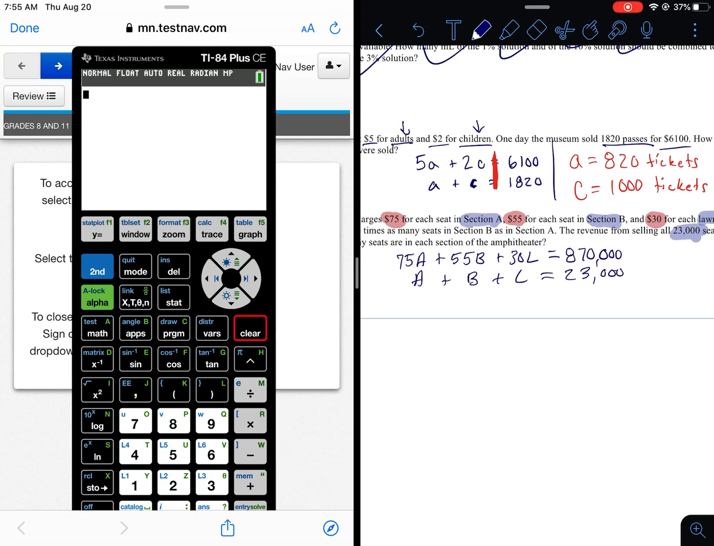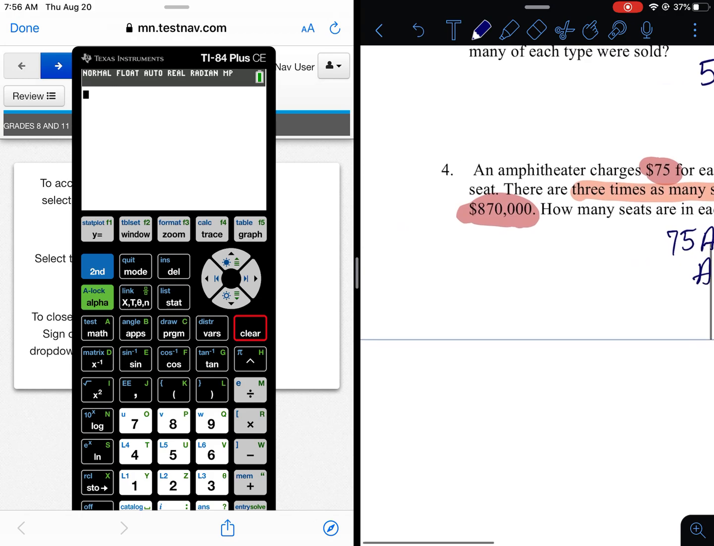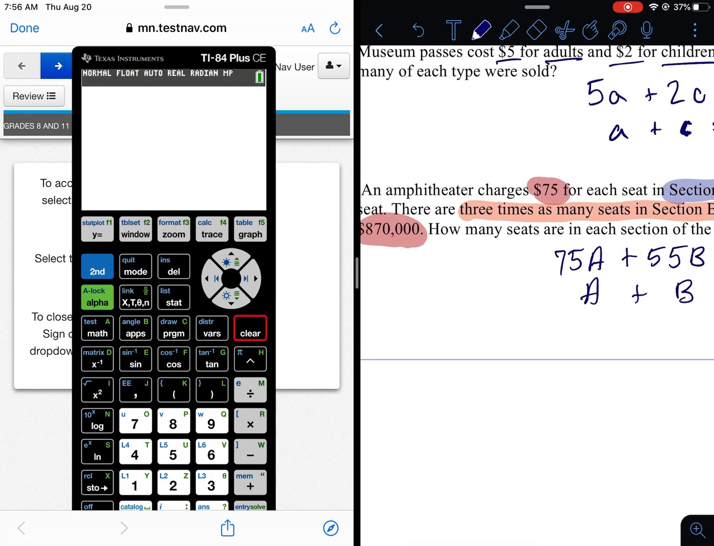Now the last one gets a little bit tricky because the last piece of information doesn't really tell us explicitly the equation. It just says there are 3 times as, and let me change the highlighter. This is different. There are 3 times as many seats in B as in A. So this is a little tricky. So I'm going to just kind of write off to the side here. It says there are 3 times as many seats as there are in A. So your first instinct might be to say 3B equals A.